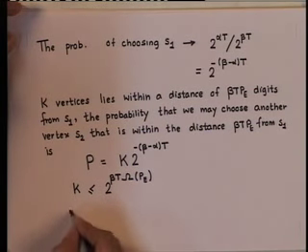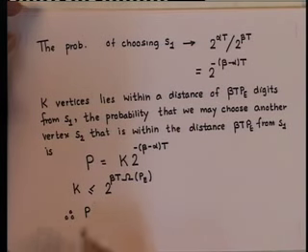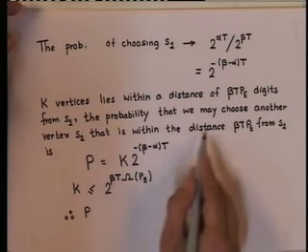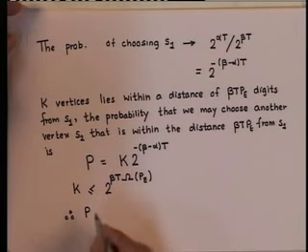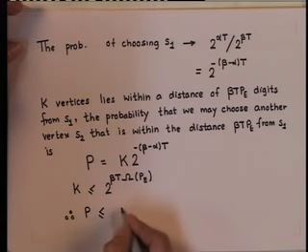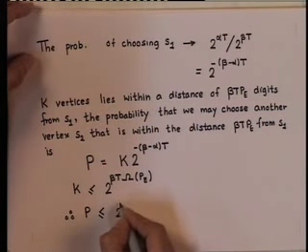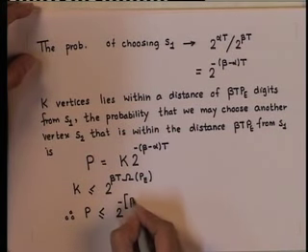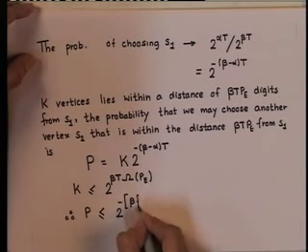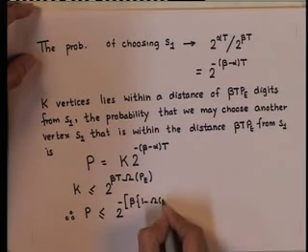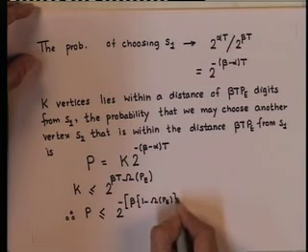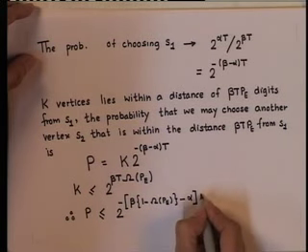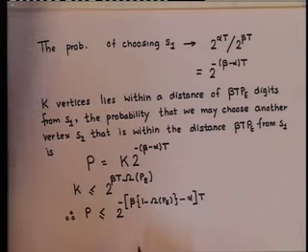Therefore, from this equation it follows that the probability of choosing another vertex S2, that is within the distance beta t p e from S1, is less than or equal to 2 to the power minus beta times (1 minus entropy function minus alpha) multiplied by t.